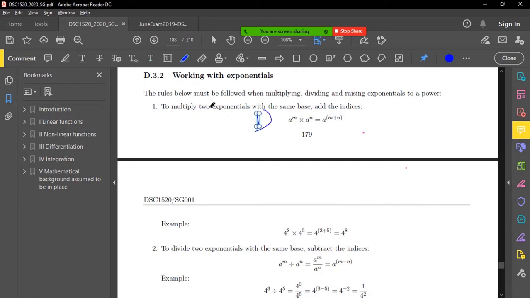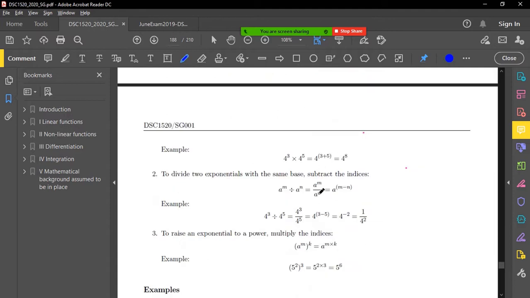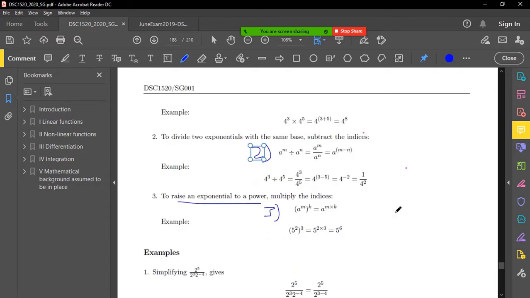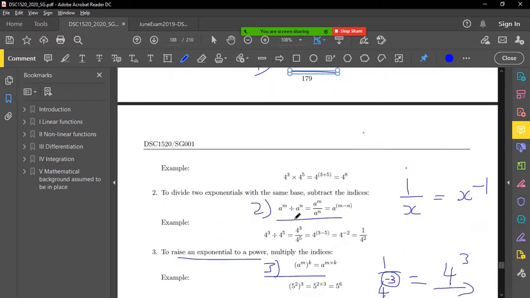There's rule number 1. Multiplying means add, dividing means subtract, and obviously raising it by a power. Those are the 3 exponent rules. And then something else to remember: negative exponents, for example minus 3 would be 4 to the 3. Does it make sense? Yes. So that's something else to remember. Just remember the negatives and how that affects the working, and just remember those 3 rules. 1, 2, 3.